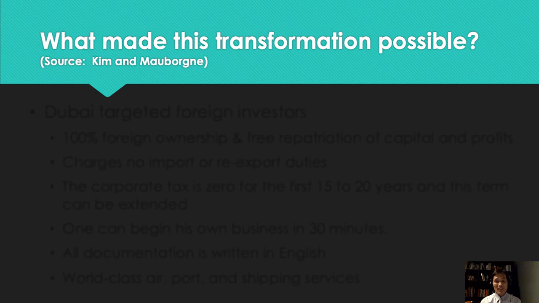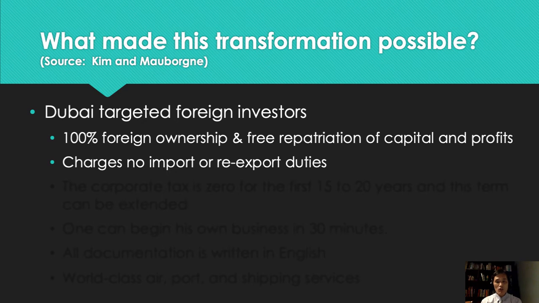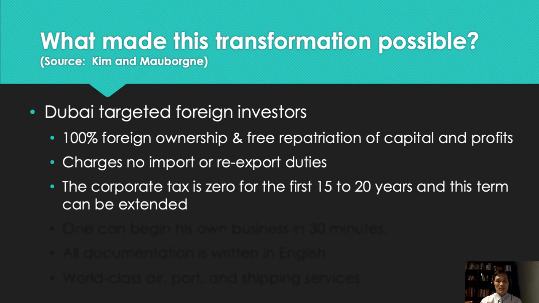Here is the list of the things that Dubai executed. First of all, Dubai realized that their hope is in attracting foreign investors, and they strove to make such an environment for the investors. They allowed 100% ownership and free repatriation of capital and profits. It charges no import or re-export duties. The corporate tax is zero for the first 15 to 20 years, and this term can be extended further.